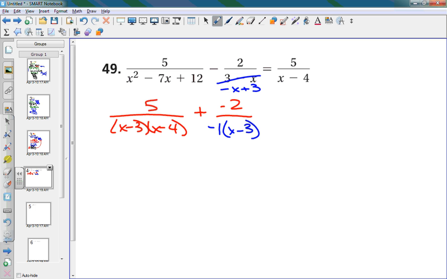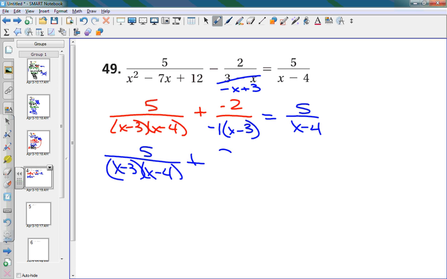Is the last denominator factored completely? Yeah, it sure is. Now look at that middle fraction. What looks funky? Two negatives. Two negatives make a positive. So what we have here is 5 over x minus 3 times x minus 4 plus 2 over x minus 3 is equal to 5 over x minus 4. Negative divided by negative is a positive, so that's why that negative 2 over the negative 1 turns into a positive 2.